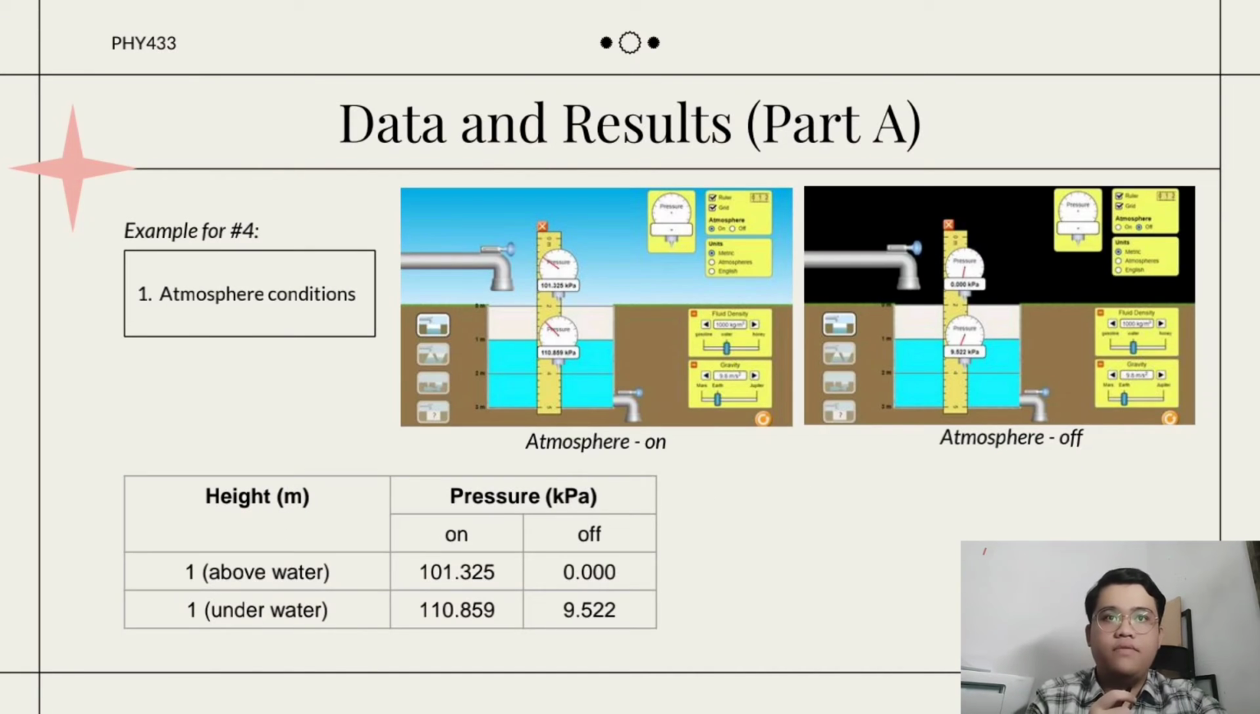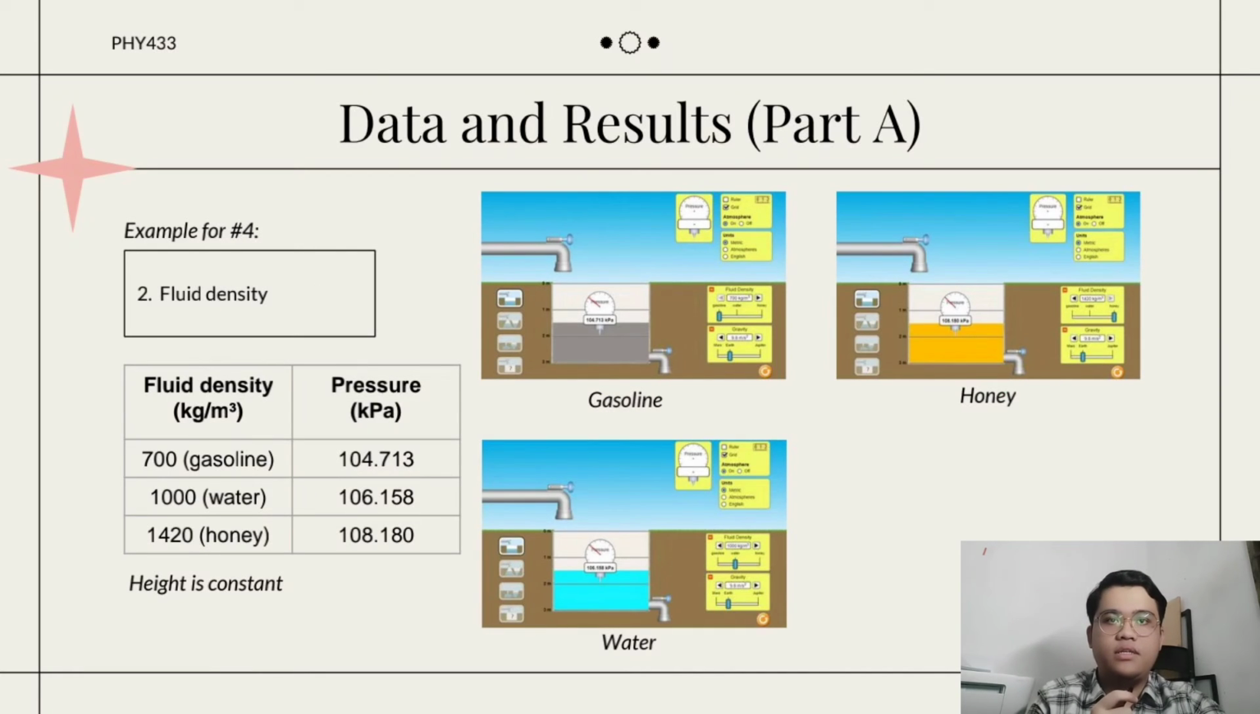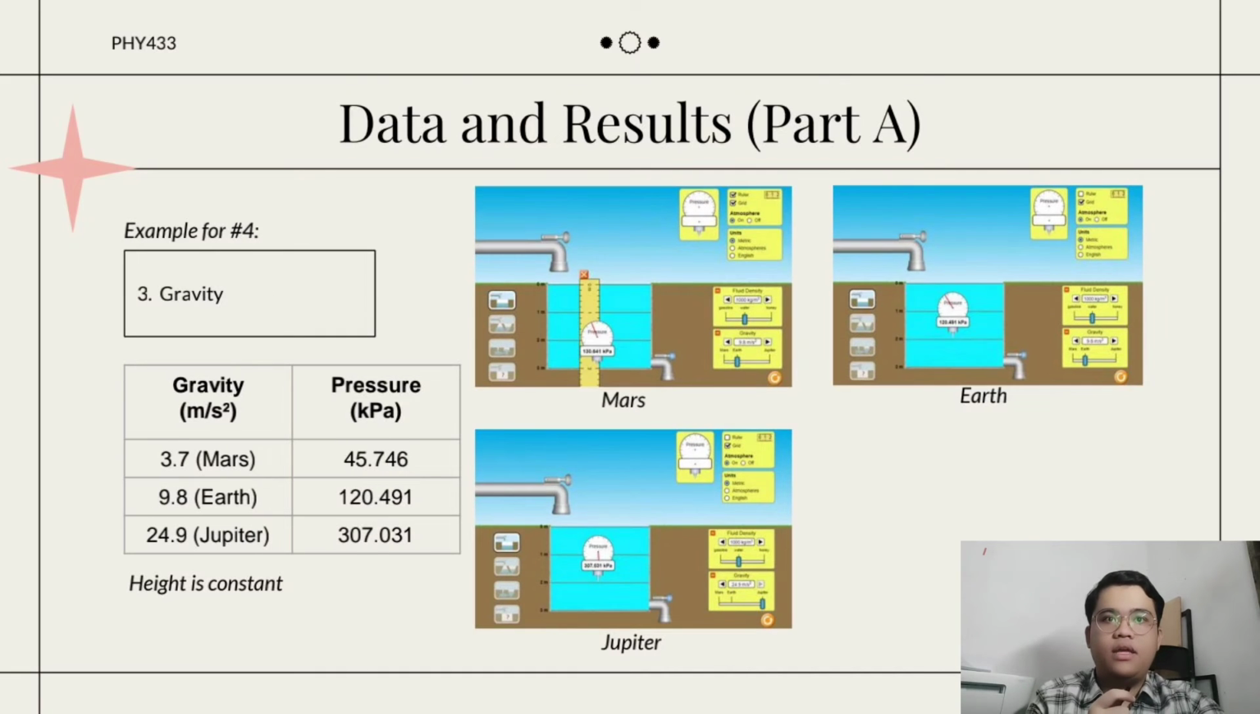For the result for part A, question 4, for the atmospheric condition, we can see that the pressure with the atmosphere on is greater than with the atmosphere off. Next, gasoline's pressure is less than water and honey. Next is the gravity: Mars gravity is less than Earth and Jupiter.